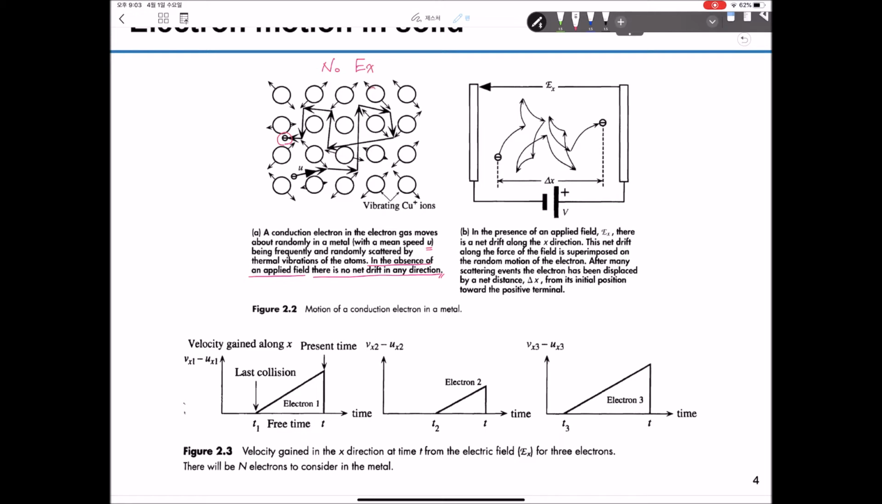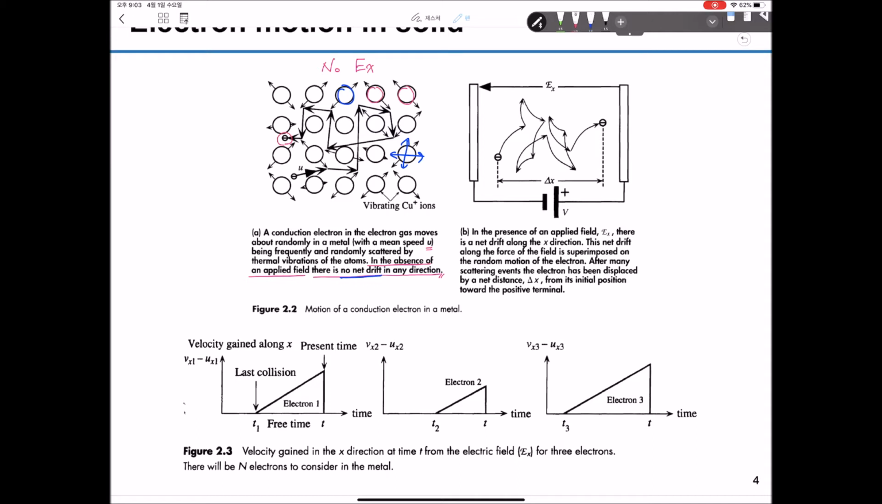Why? Because these individual atoms vibrate randomly. This is the thermal vibration of any given atom. So the electron moves around, but there is no net drift and no drift velocity. If you sum up all these velocity vectors, they become zero.